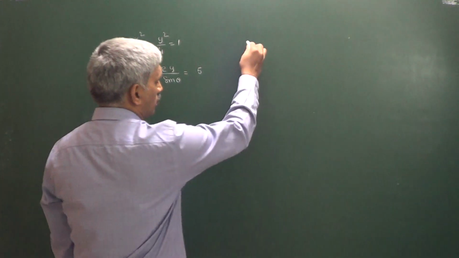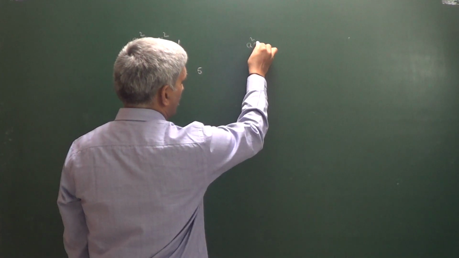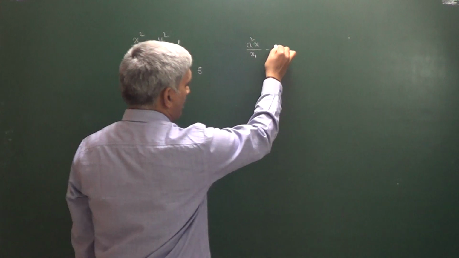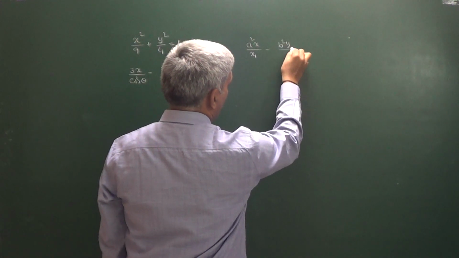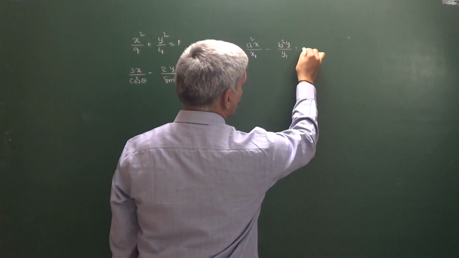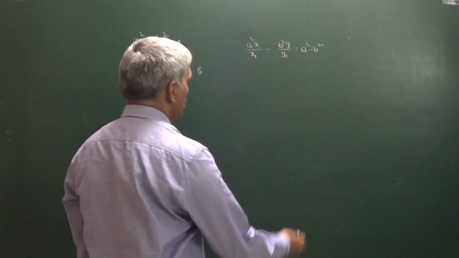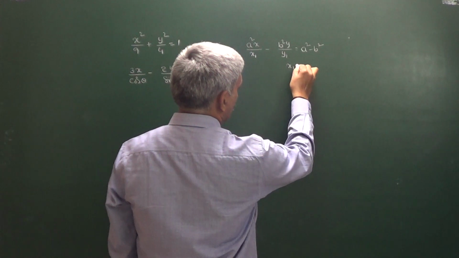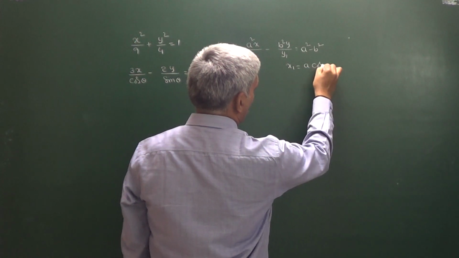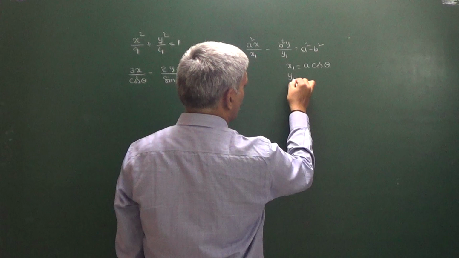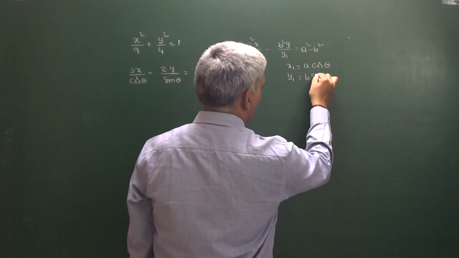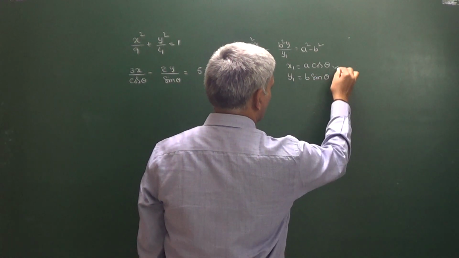I hope everyone knows. The equation of the normal is a square x divided by x1 minus b square y divided by y1 is equal to a square minus b square. Now what I am doing here, x1 is equal to a cos theta and y1 is equal to b sin theta. These are the parametric equations of an ellipse.